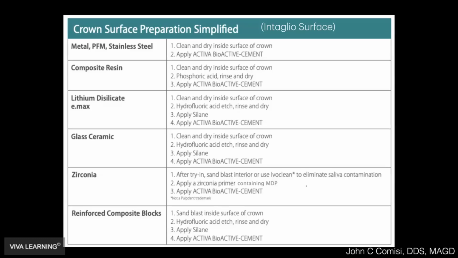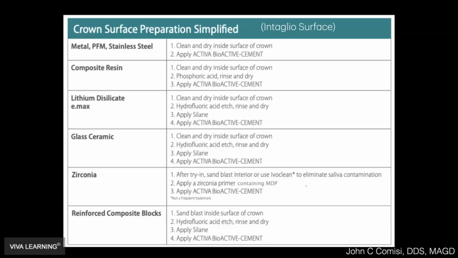The next very important step after using the IvoClean or sandblasting, you should apply a zirconia primer, which contains an MDP product. There's several products out there, Bisco and Ultradent. They all have these products, really very nice. So certainly you need to do that. And then once you've done that, you can apply the cement in there and follow the steps that we talked about just a few minutes ago.